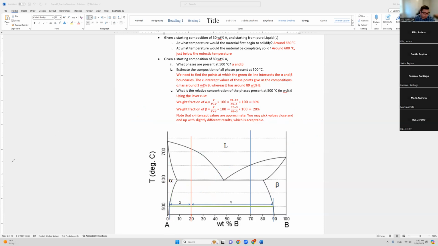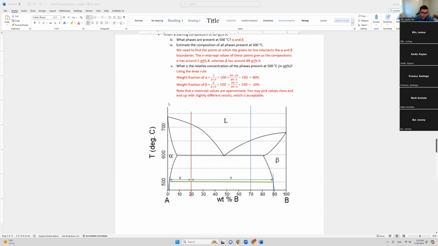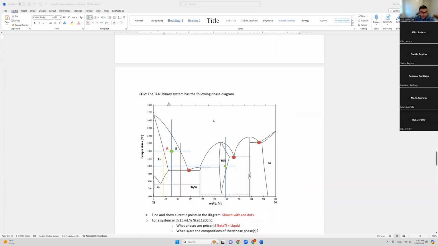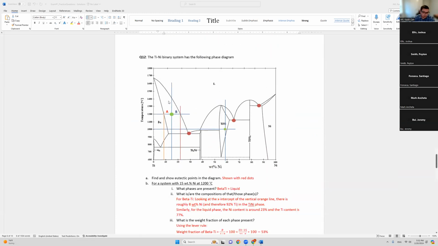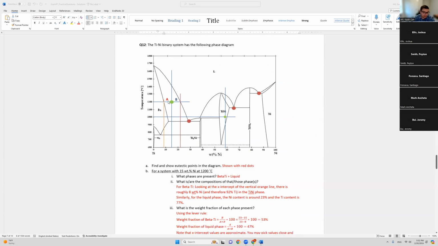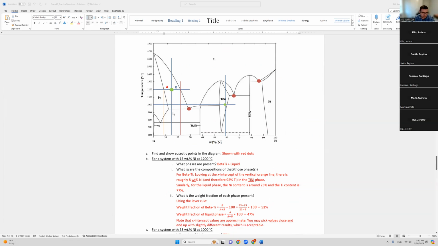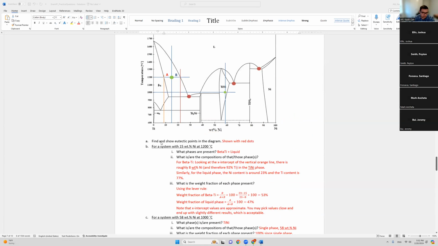All right, let's continue. Same question. Now we have a more complicated phase diagram. This is the titanium nickel binary system. The first part asks to find and show eutectic points in the diagram. You need to know what eutectic is, like what the eutectic reaction is and what the eutectic points are.